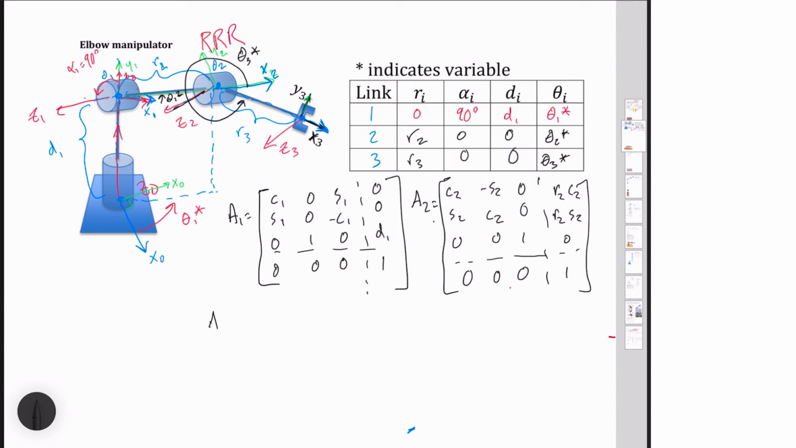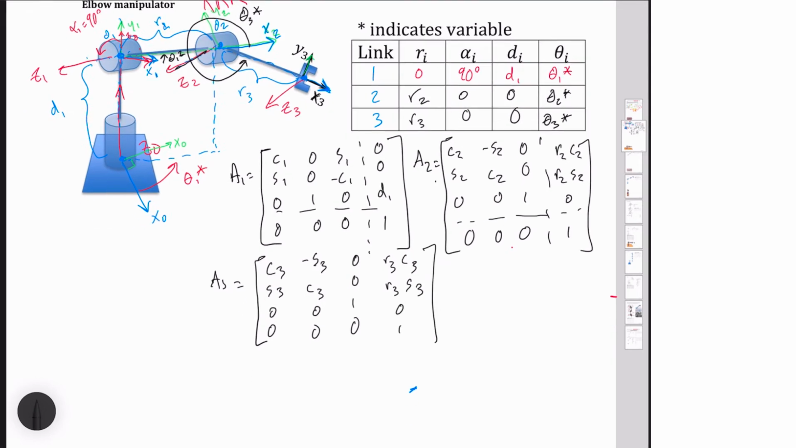My A3 looks exactly the same, except I just replace all those with 3's. So I get a C3, S3, 0, 0, and a negative sine 3, cosine theta 3, 0, 0, 0, 0, 1, 0. And then an R3 cosine theta 3, and an R3 sine theta 3, a 0, and a 1.